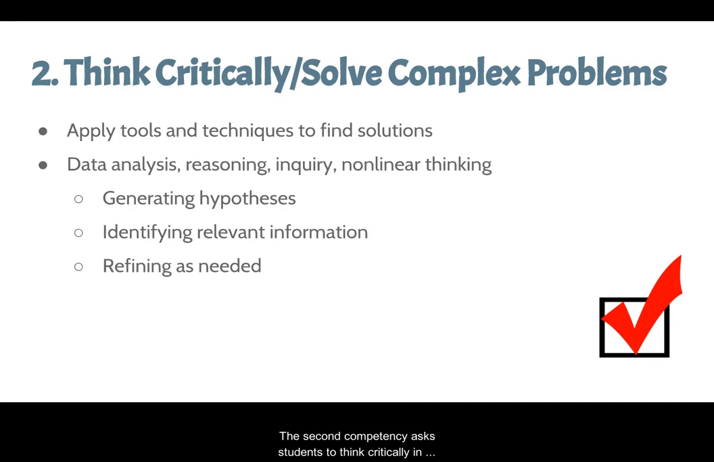The second competency asks students to think critically in order to solve complex problems. They are applying tools and techniques to find solutions to these problems, and this can include everything from data analysis to reasoning, using inquiry, and also thinking outside of the box. Students can be seen generating hypotheses, sifting through all of the information they've gathered in order to determine that which is truly relevant, and also refining their process as they go because they understand that solving these complex problems takes time and cannot be completed quickly.